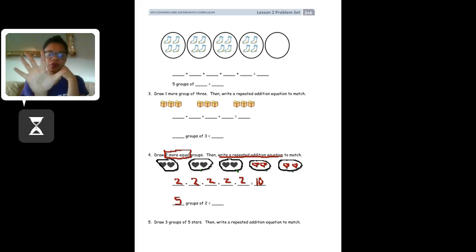Now, if I have 5 groups, in each group there's 2 hearts, how many hearts do we have in all? And if I look back at my number sentence, I know that the total that we found was 10 hearts. So 5 groups, 5 equal circles of 2 hearts equals a total of 10 hearts. Good job.